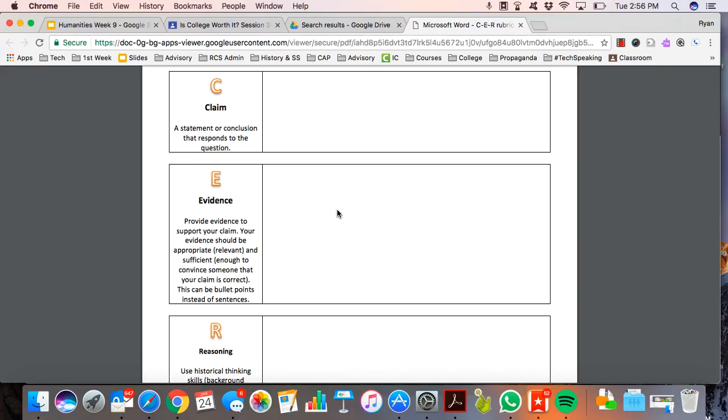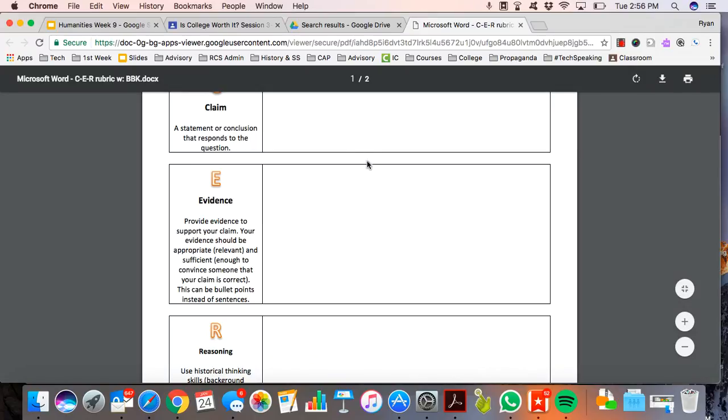Like I said, the name of the game at the end of Thursday's class is to have your rough draft done. So that's 3 short paragraphs. And you can type it or you can write on this sheet like I mentioned.